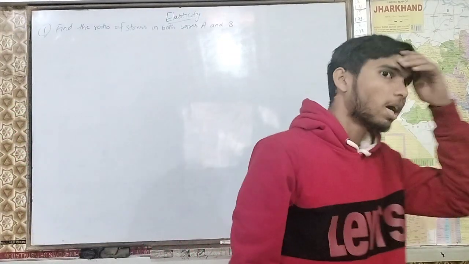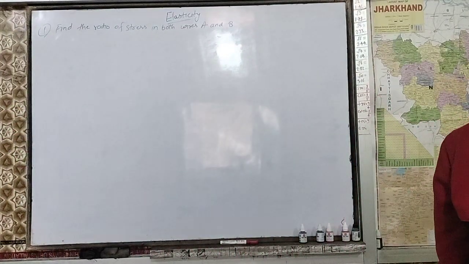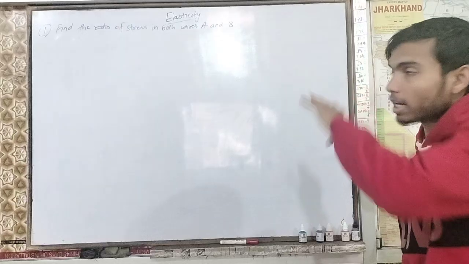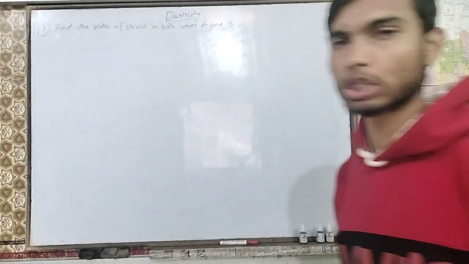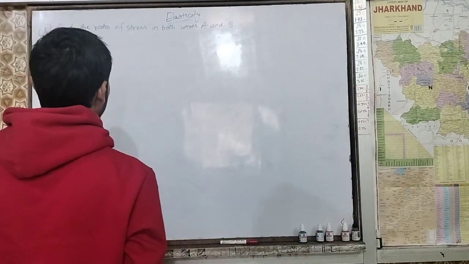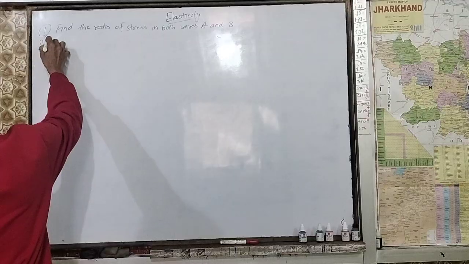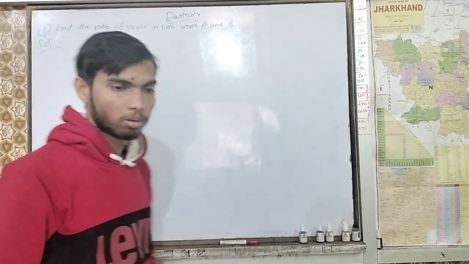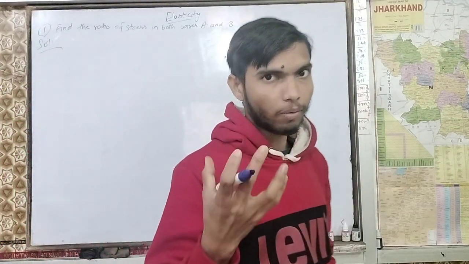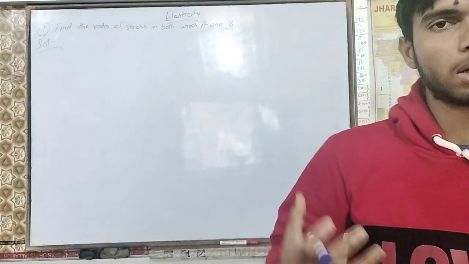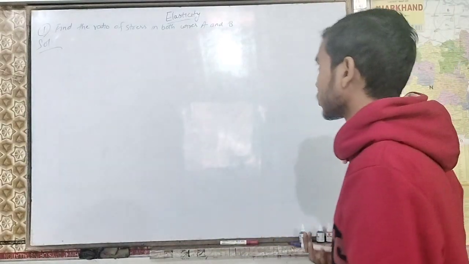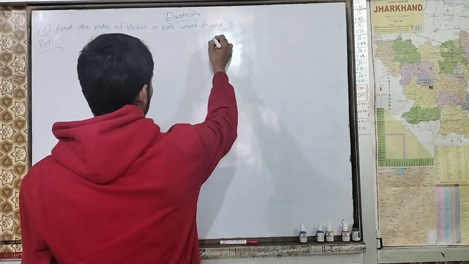Look, the question is providing two wires, A and B. The name of one wire is A and the name of the second wire is B. It is asking what is the ratio of stress in both wires A and B. Let's solve. First of all, let's draw the figure of one wire and the figure of the second wire, which are provided by the question. This is the first wire.